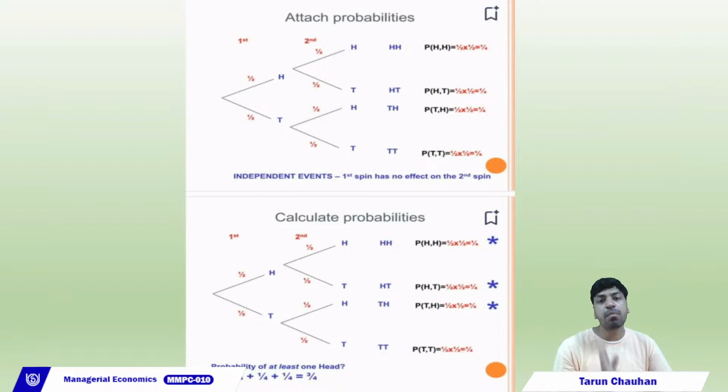When we talk about the probability of head, there are two possible outcomes, head and tail. When we talk about the tail, there are also two possible outcomes, head and tail. So when we combine these probabilities, you will get the values, that is 1 by 4 each, and accordingly it will be calculated.